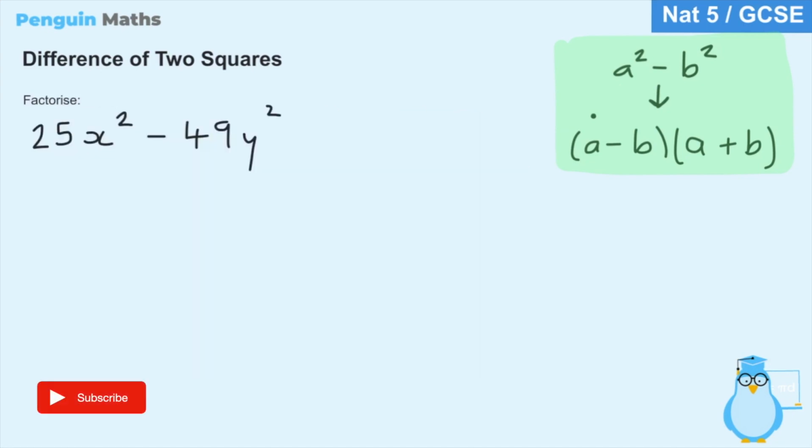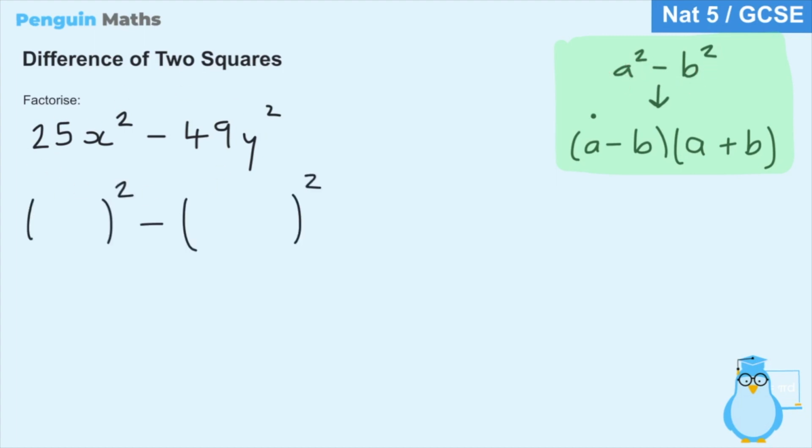Okay, let's have a look at this next example where we've been asked to factorise the expression 25x squared minus 49y squared. Again, we know there's not a common factor because x and y are different variables, and there isn't a number that goes into both 25 and 49 which is bigger than 1. So then we have to go on and look at, can we factorise this using a difference of two squares? In other words, can we put this in the form of a squared minus b squared?